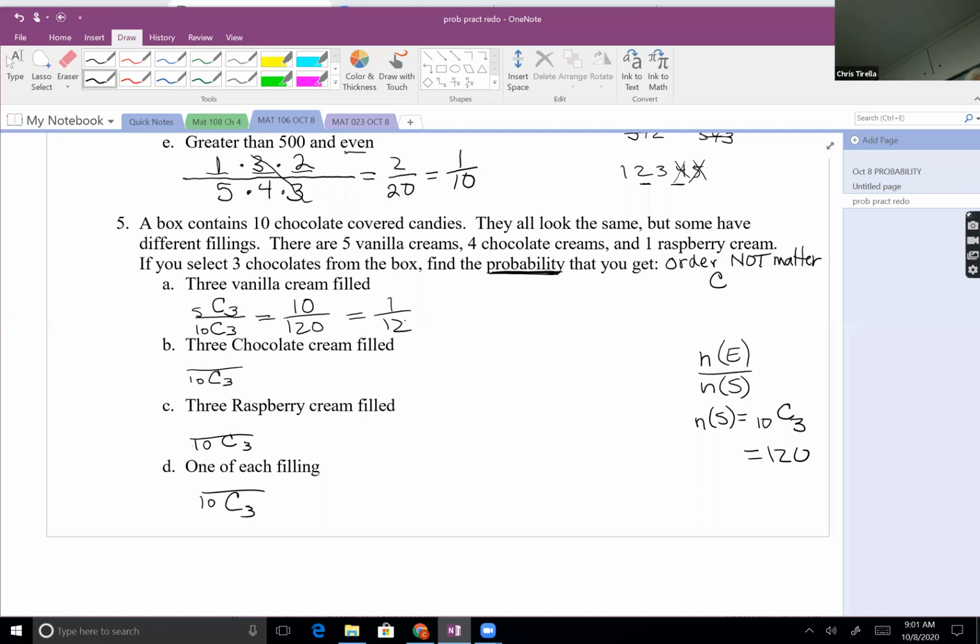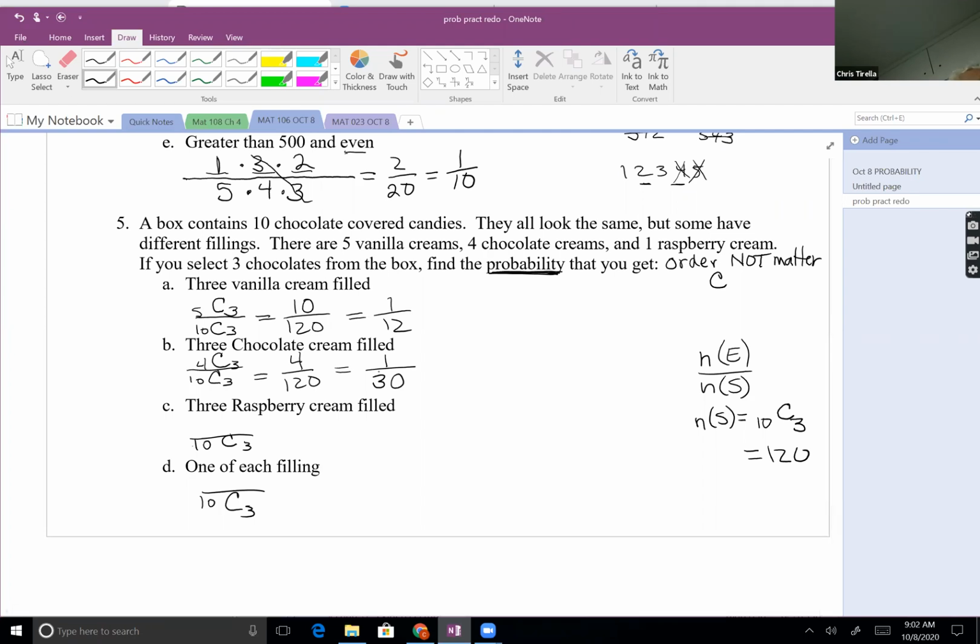Instead, I want 3 chocolate cream. Can somebody tell me what you think I ought to be putting in the numerator of that fraction? 4 combination 3, I like it. And 4 combination 3, I believe, turns out to be the number 4. So that would be 1 in 30 when I reduce.